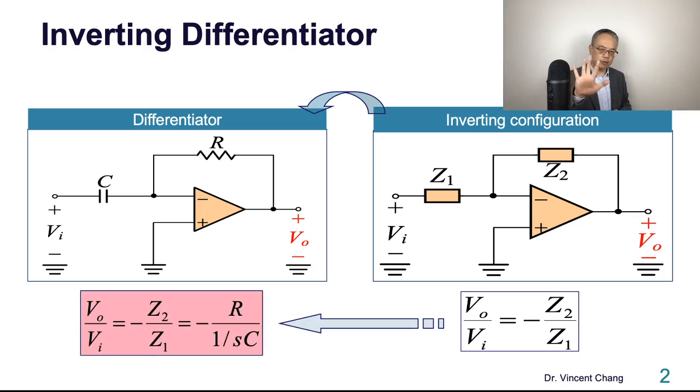So the closed loop transfer function of the differentiator is shown on the red highlight. It's simply that Z1 is now 1 over SC, and Z2 is replaced by R. So the answer is negative SCR.